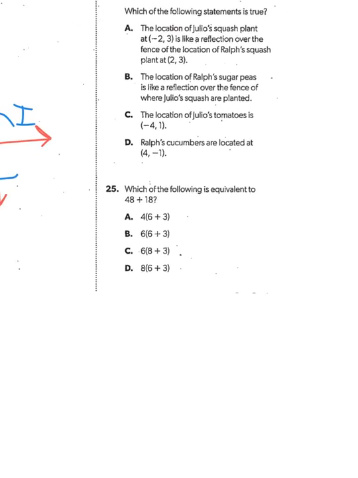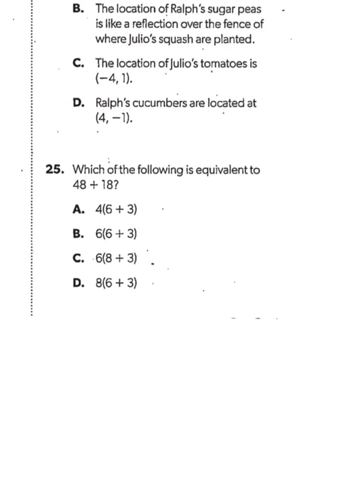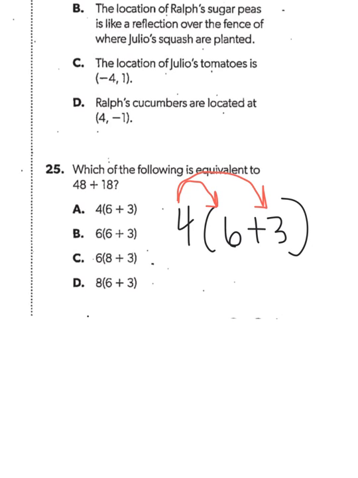25. Which of the following is equivalent to 48 plus 18? And if you look at this, you can tell that they're all factored out, right? So think of how you solve it. First you do this times this, and then you do this times this, right? So try it out, see which one actually makes sense, and then you have your answer.